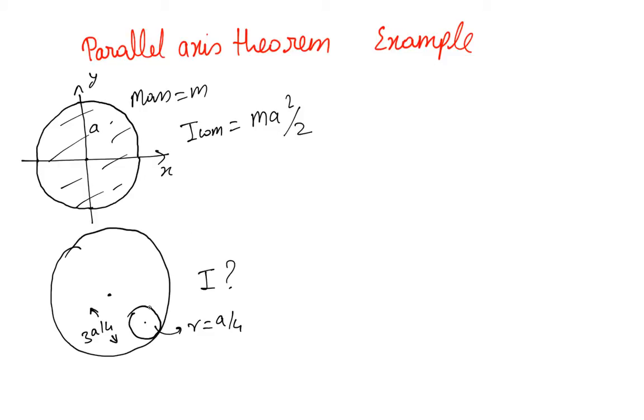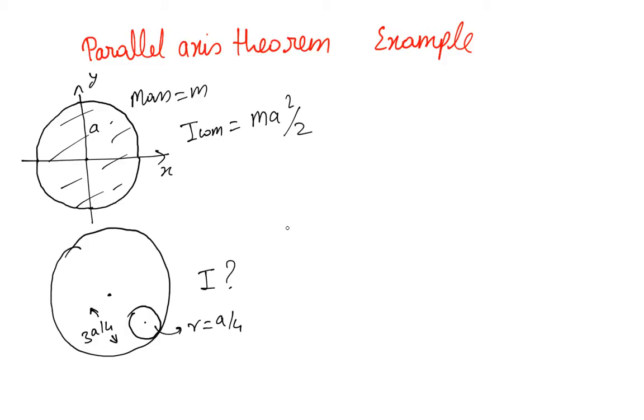So what we do next is cut out a circular hole from the disk, and the question is, what is going to be the new moment of inertia of the bigger disk about the z-axis, where the hole we have cut out has a radius a over 4, and the center of the hole is at a distance 3a over 4 from the z-axis. We can see 3 over 4 plus a over 4 gives you a only, so that makes sense.